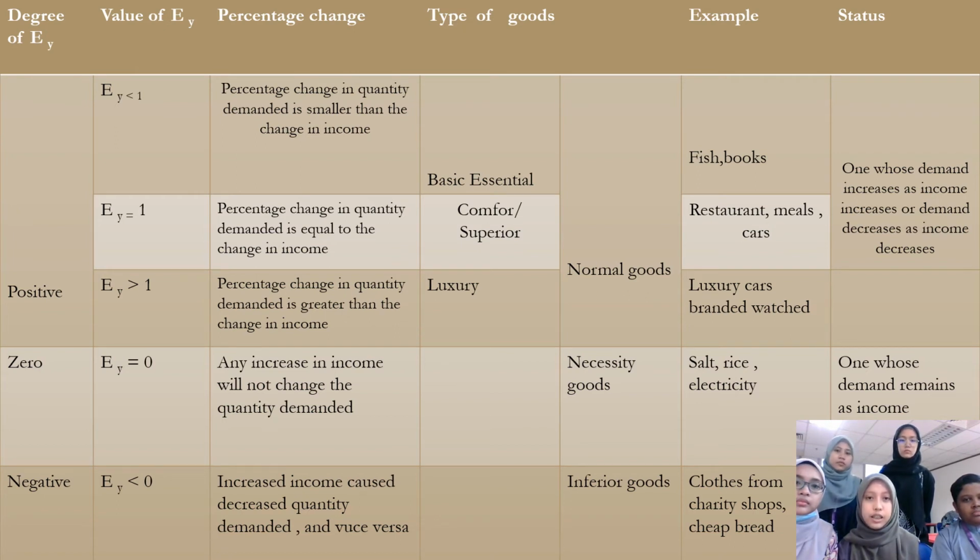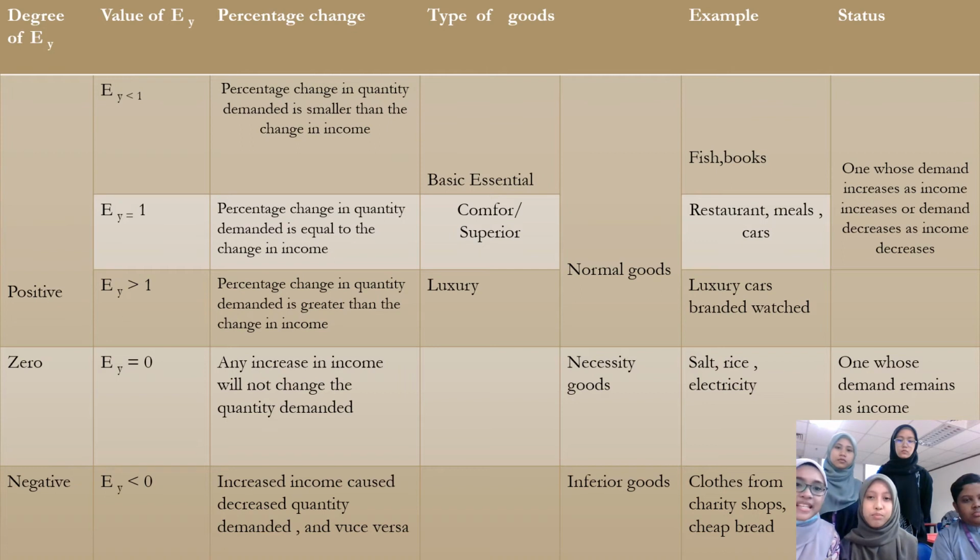The percentage change in quantity demanded is greater than the change in income. Types of good: luxury goods, normal goods. Example: luxury cars, branded watches. Status: one whose demand increases as income increases, or demand decreases as income decreases.